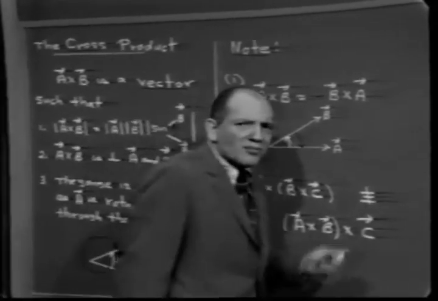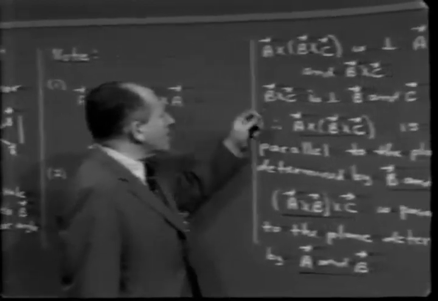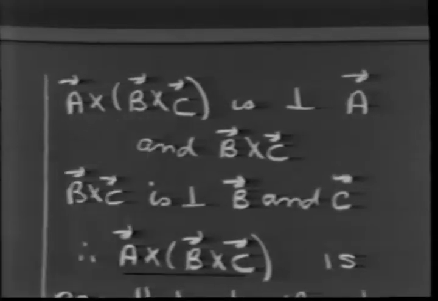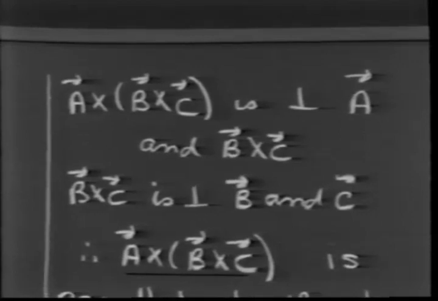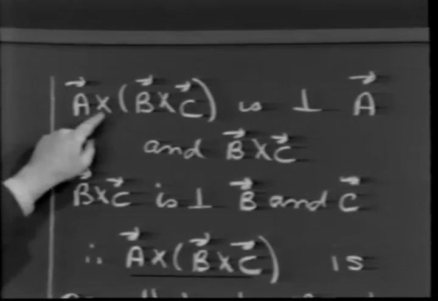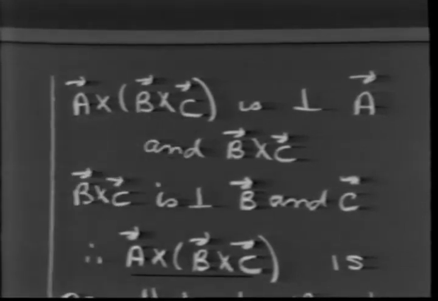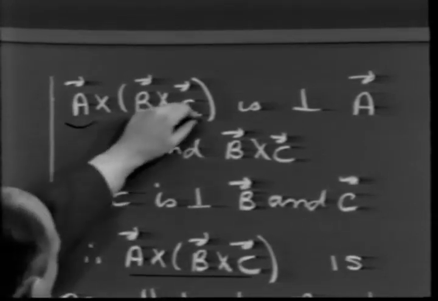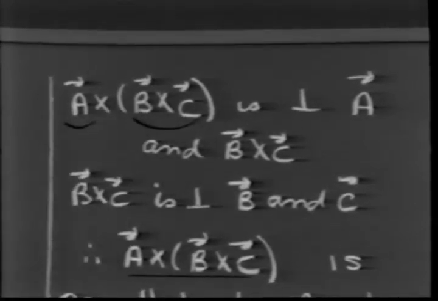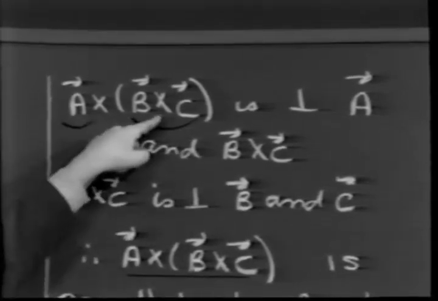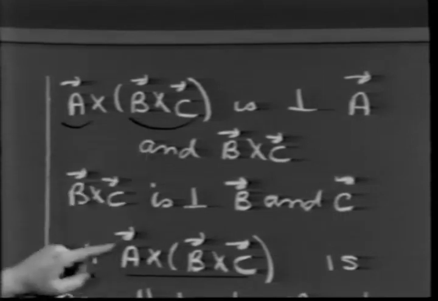And again, without making too much of a fuss over this, let's see if we can see why. Let's look at A cross (B cross C). By definition, let's just look at the direction. Let's not even worry about magnitudes. What is the direction of A cross (B cross C)? It must be, on the one hand, perpendicular to A, and on the other hand, perpendicular to B cross C. Okay? That's the definition of being a cross product.